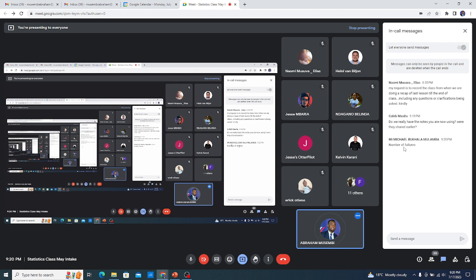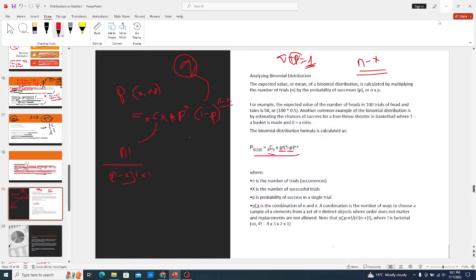Yes, Michael, number of failures, correct, very true. So n minus x is the number of failures, because we know n is the total number of trials, and x is the total number of successful trials. So multiply by n minus x. Can we compute this mathematically? Yes, let's try and compute this mathematically.